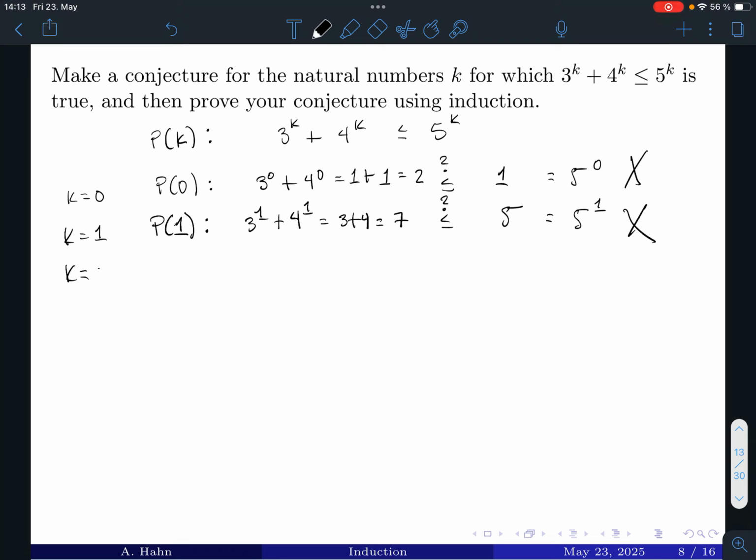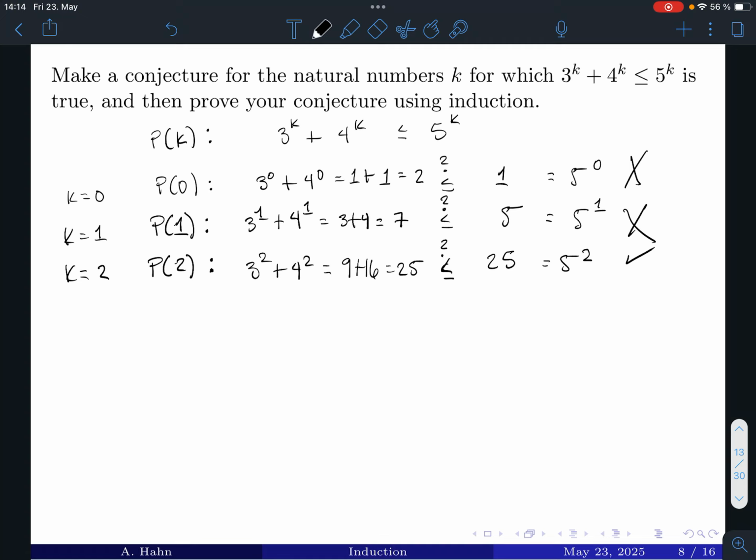Let's try 2. K is equal to 2. So P of 2. This is the claim that 3 squared plus 4 squared is less than or equal to, question mark, 5 squared. So 5 squared is going to be equal to 25. And 3 squared is 9. 4 squared is 16. And so this is going to be 25 as well. Is 25 less than or equal to 25? It is. And so this one is true.